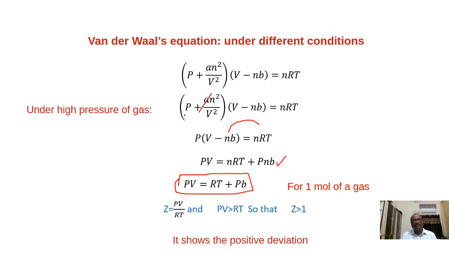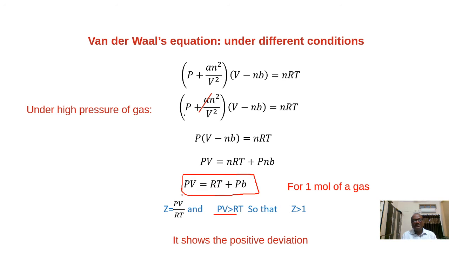Compressibility factor Z is equal to PV by RT. We say Z is equal to PV by RT is the compressibility factor of that gas. But what is the relation between PV and RT? You remember from this what we write? PV will be greater than RT. PV is greater than RT by what quantity? It is the Pb quantity. PV is greater than RT by Pb quantity. So, PV is greater than RT.